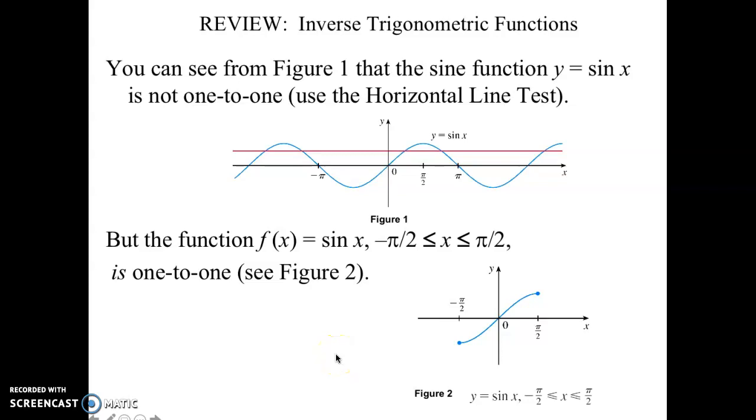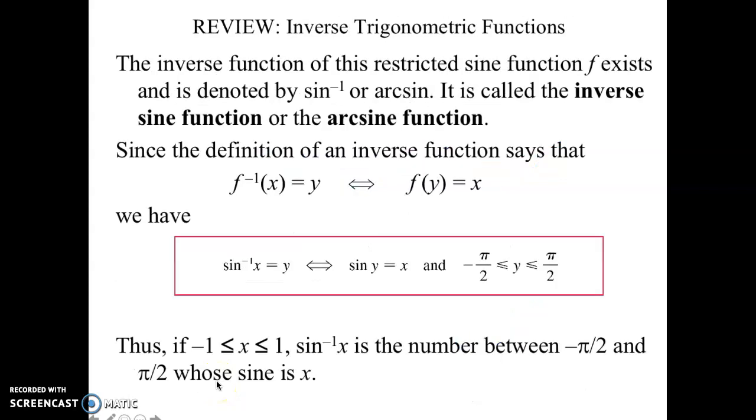Remember, when we take an inverse, the input and output reverse or change. So now when we do an inverse function, the input is going to be a number between negative 1 and 1, and its output will give us any angle, as long as the angle is between negative 90 and positive 90. So the inverse function of this restricted sine function exists and is denoted by sine inverse or arcsine. I like arcsine better only because this symbol sometimes confuses students as a reciprocal function, which it is not. It is called the inverse sine function or the arcsine function.